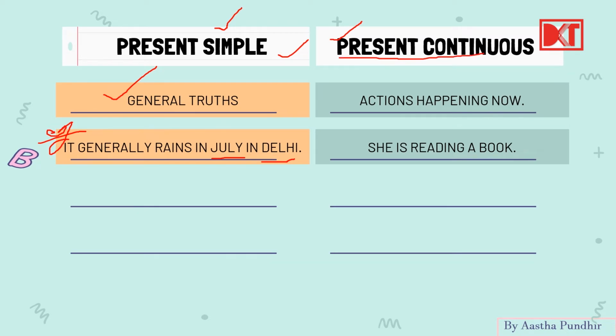Similarly, present continuous we use for referring to the actions happening now. Actions which are happening right now, which are in process, which are still continuing. So present continuous. For example, she is reading a book, meaning she is reading a book right now. She is in between the process, right, the process is still going on. So present simple for general truths like it generally rains in July in Delhi, and then present continuous for actions happening now. For example, she is reading a book. All right, now let's see next.